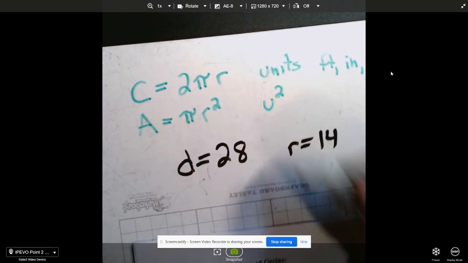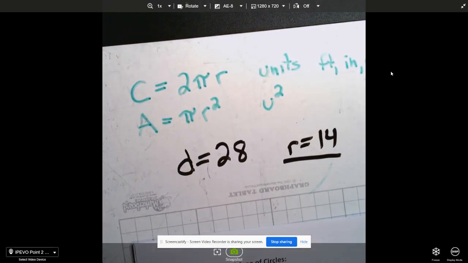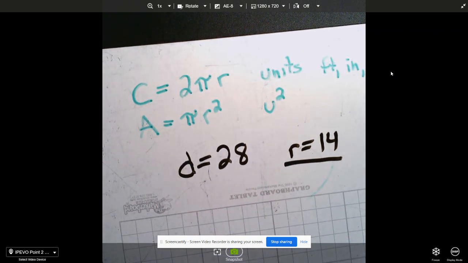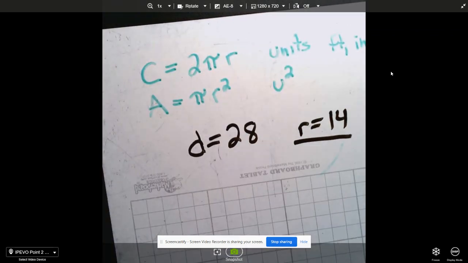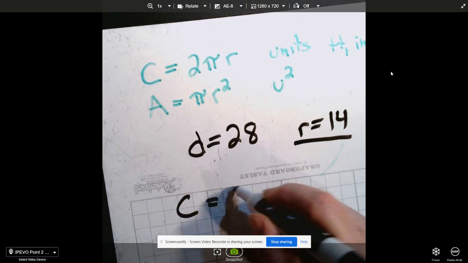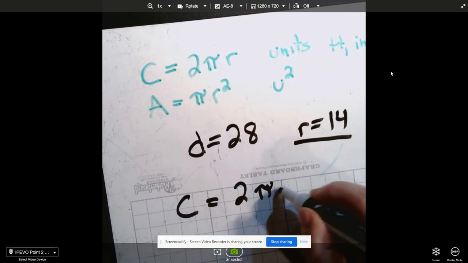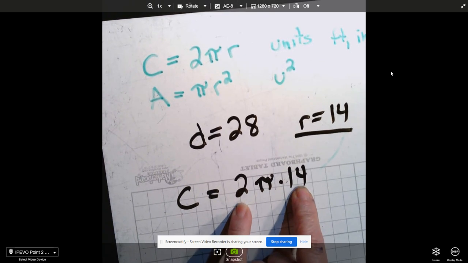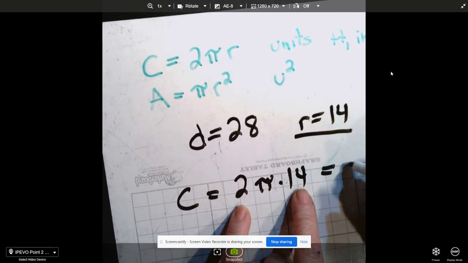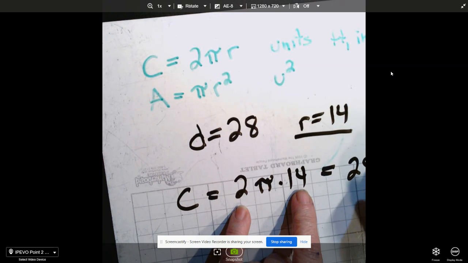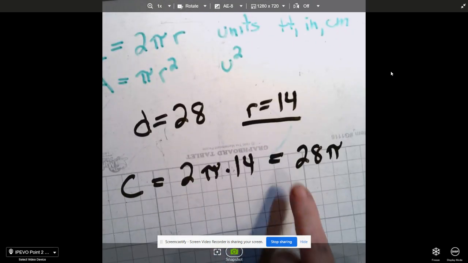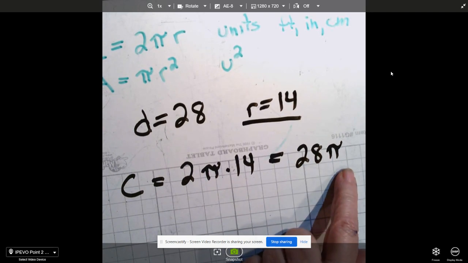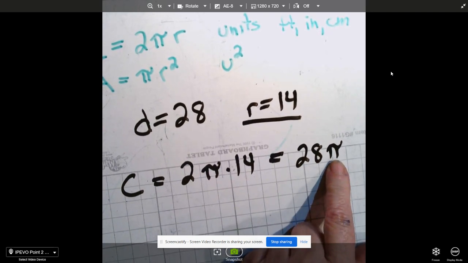So now that I know that the radius is 14, that's what I'm going to use to plug into my two formulas. Now, you can keep pi as pi, so I could say circumference is 2 times pi times 14, and then all I have to do is multiply the 14 times the 2, and I'll get 28. And then the pi just kind of goes along for the ride. So I could have 28 pi. That's what we would call an exact answer because pi goes on and on forever.